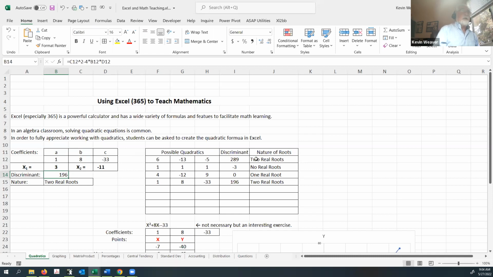Then I teach them how to use an if statement in Excel to determine the nature of the roots, whether there are 2 reals, no reals, 1 real, etc. They program that to analyze a variety of possible quadratics by looking at the coefficients, calculating the discriminant, and then using an if statement to determine the nature of the roots. So basically, this can be done with any version of Excel.